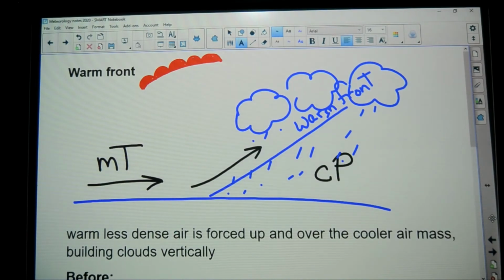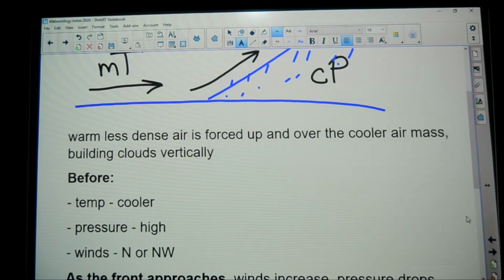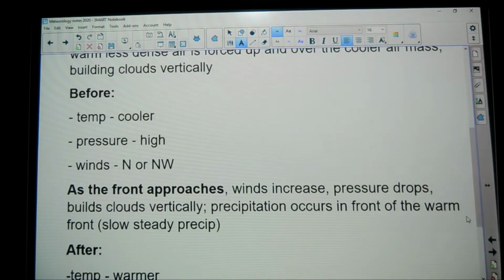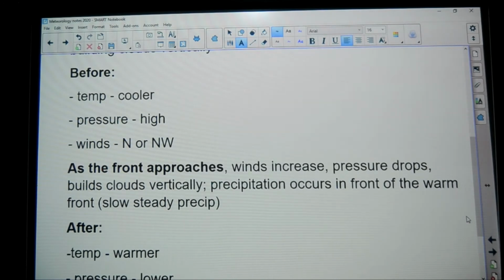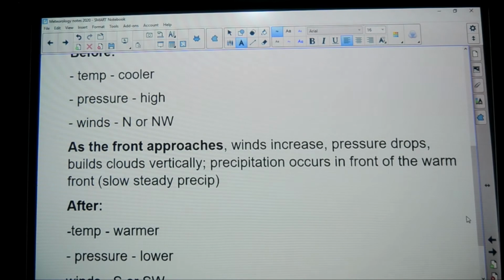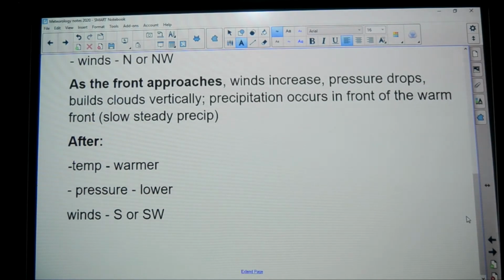If I'm looking before the front, my temperatures are cooler, my pressure is higher, my winds are from the north and northwest. Same thing as my front approaches, dropping my temperature, sometimes wind increases, I build my clouds vertically. As I said before, precipitation is in front of the front, and it's a steady precipitation. After it, remember, the air behind the front has got to be warmer than the air in front of it. So my temperature is warmer, my pressure is dropping, and my winds are coming from the south or southwest.